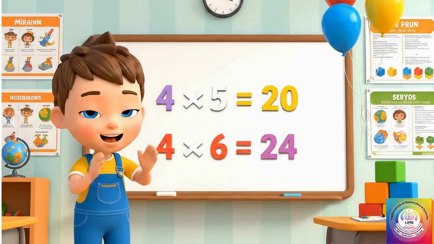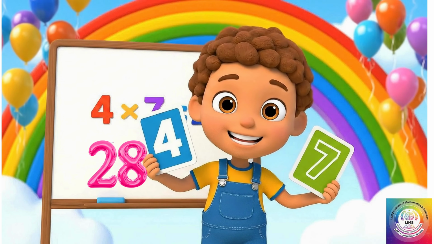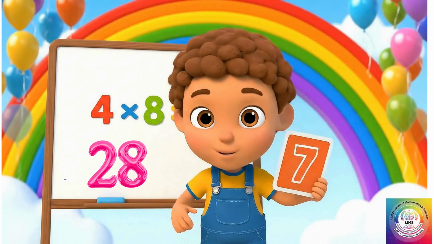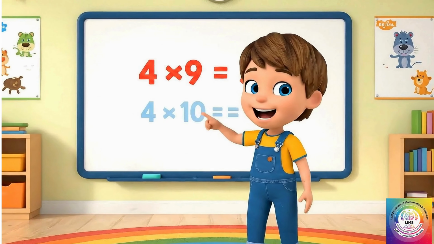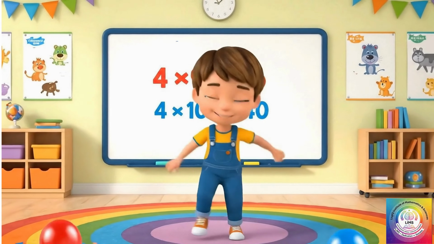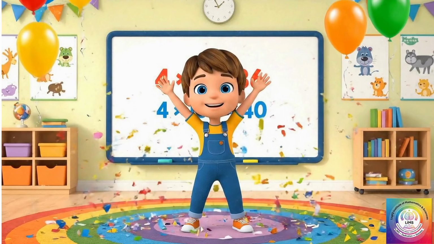4 sixes are 24. 4 sevens are 28. 4 eights are 32. 4 nines are 36. 4 tens are 40. Well done, kids! You did an amazing job learning the table.